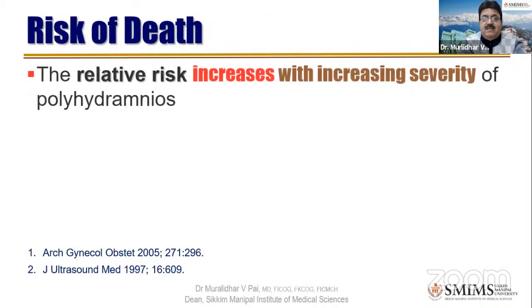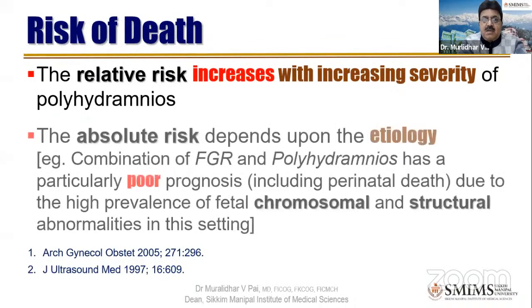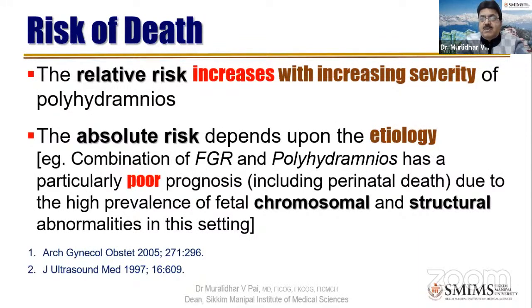What is the risk of death? The relative risk increases with increasing severity of polyhydramnios. The absolute risk depends upon the etiology. I am telling again and again that the cause of polyhydramnios is the issue, and that is the one which gives rise to all problems to the fetus, including death. So the absolute risk depends upon etiology. For example, the combination of FGR and polyhydramnios has a particularly poor prognosis, including perinatal death, due to the high prevalence of fetal chromosomal and structural abnormality in this setting.